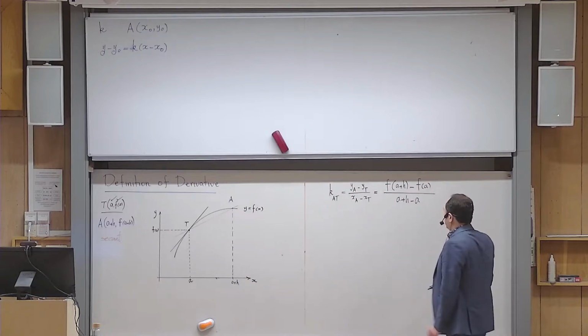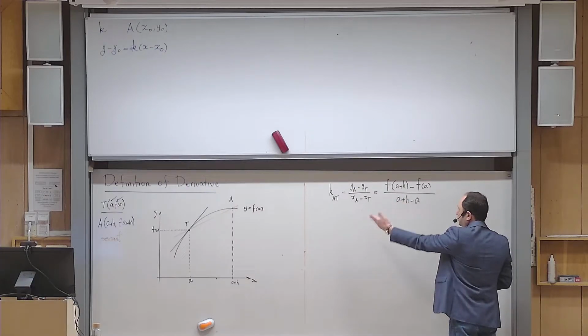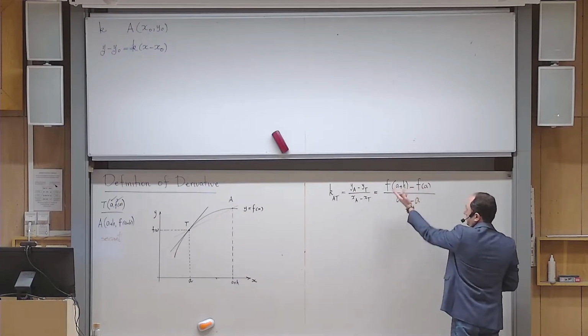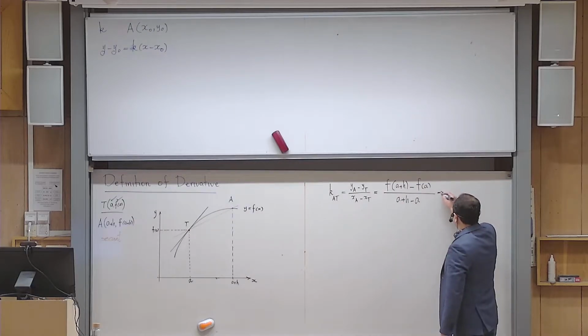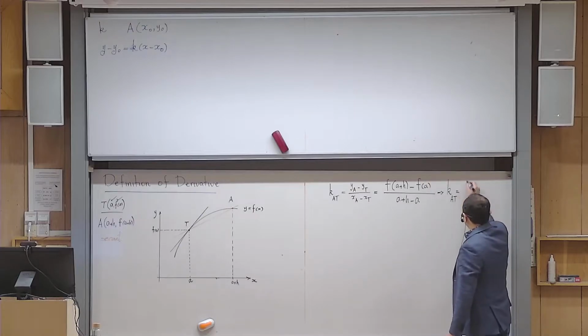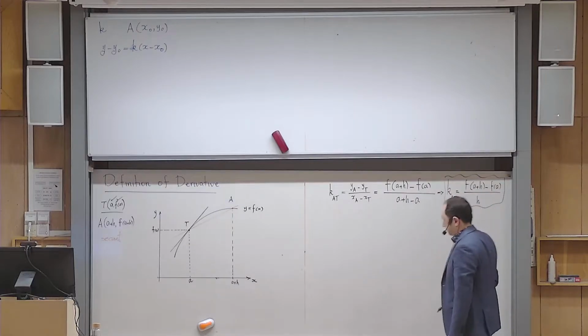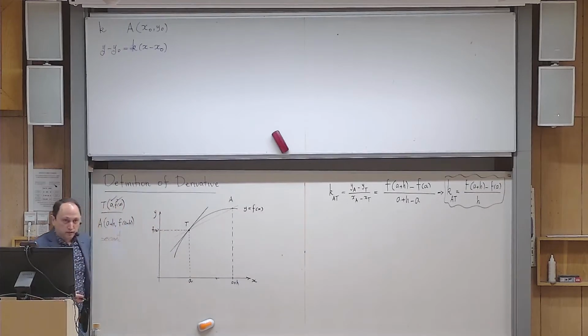Here you cannot simplify any further because I am talking about a generic function. I haven't given you the formula for the function, so you cannot simplify the numerator anymore. But in the denominator, these two a's cancel, and what you get is the k value of the secant line, not the targeted tangent line that I am looking for. This becomes f of a plus h minus f of a over h. This is the k value of that secant line. Okay. I think the calculations are very straightforward, yes?